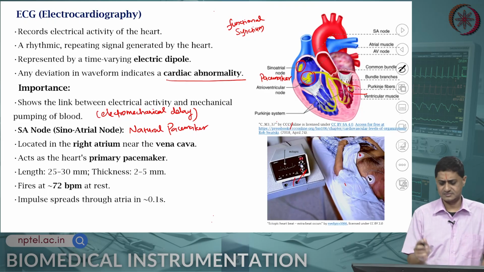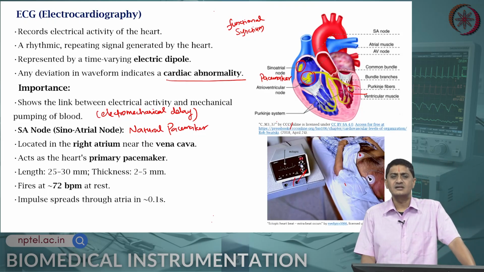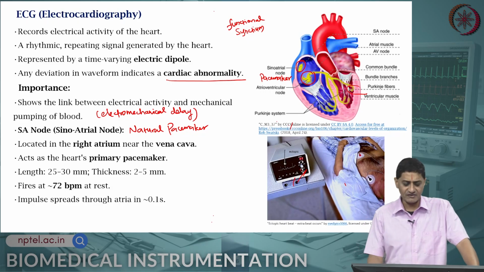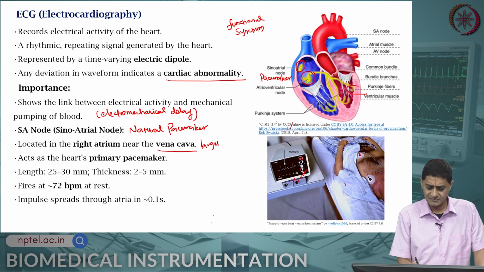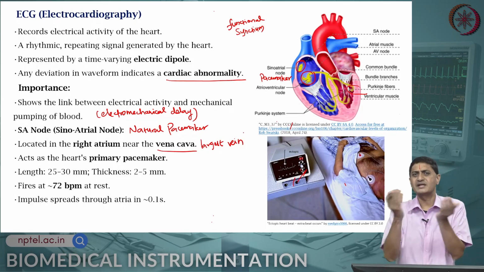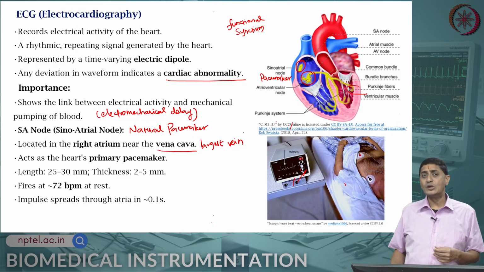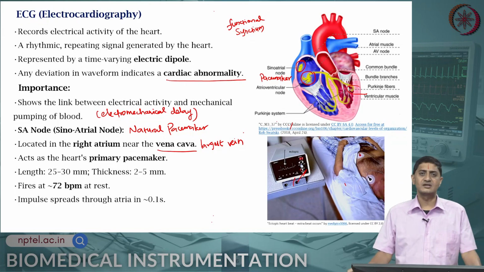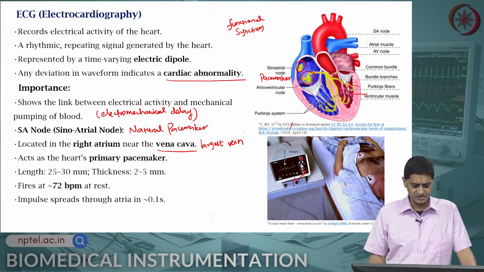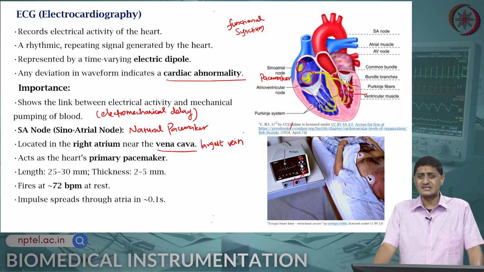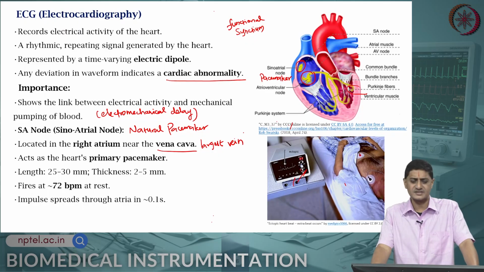Right. Where is it located? It is located on the right atrium, near the vena cava. What is the vena cava? Vena cava is the largest vein in the body. Vena cava branches out into two, one that goes below the heart and one that goes above the heart. The one that goes above the heart is called, of course, the superior vena cava, and the one that goes below the heart is called the inferior vena cava. Again, beyond the scope of this course, but do check this. I expect the students of this course to know this.